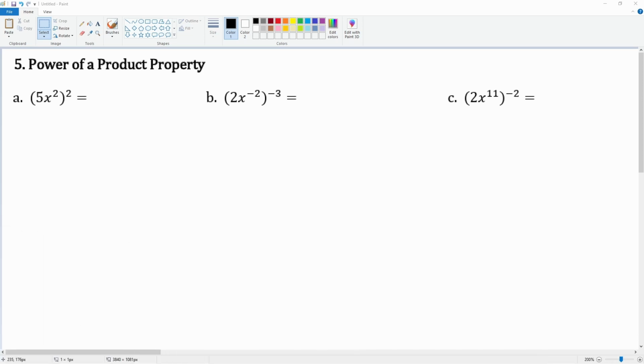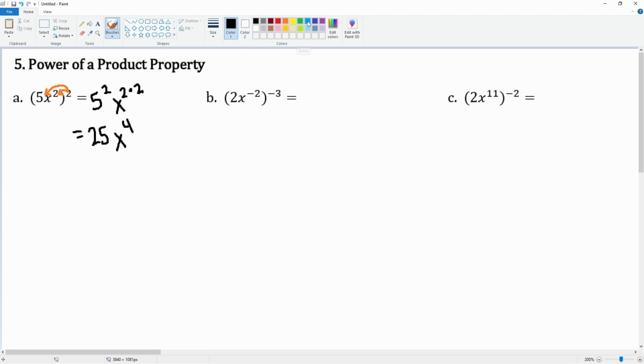So this 2 for the exponent is going to be given to everything here. That 2 is going to be given to the 5, so that's going to be 5 to the second power. Then the 2 is going to be given here, which is going to be multiplied. So you have x to the 2 times 2. 5 squared is 25, and then 2 times 2 is 4. There you go, 25x to the 4th.